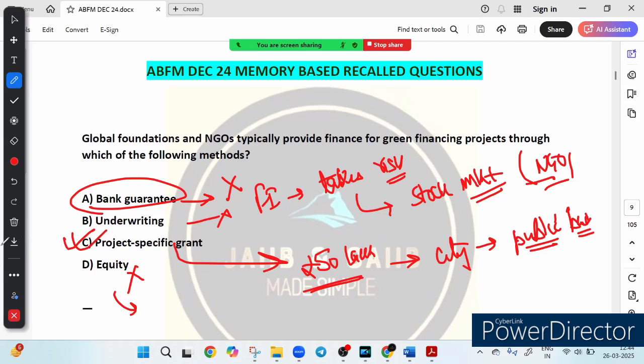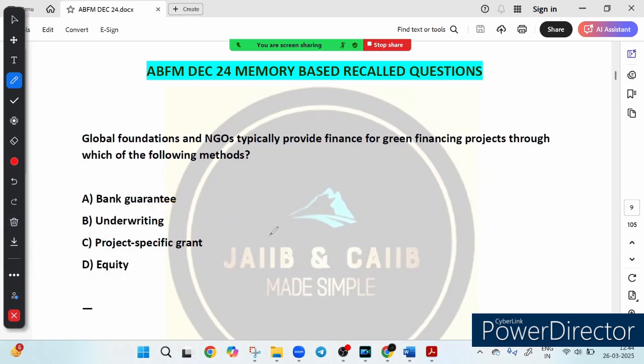So what we learned from this question is that green financing funds eco-friendly projects like solar energy, afforestation and waste management. Bank guarantee is like a backup assurance, not direct funding. Underwriting is an investment process, not a donation. Project-specific grant is the correct answer. And equity means owning a share, which NGOs don't do. I hope this explanation makes the concept clearer to you. What is the meaning of green financing?